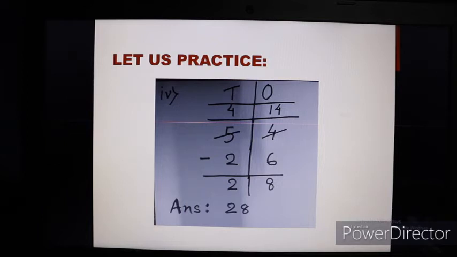On the other side, in tens place the new number is 4 and 4 is bigger than 2. We can easily subtract 2 from 4 and therefore the answer is 28.